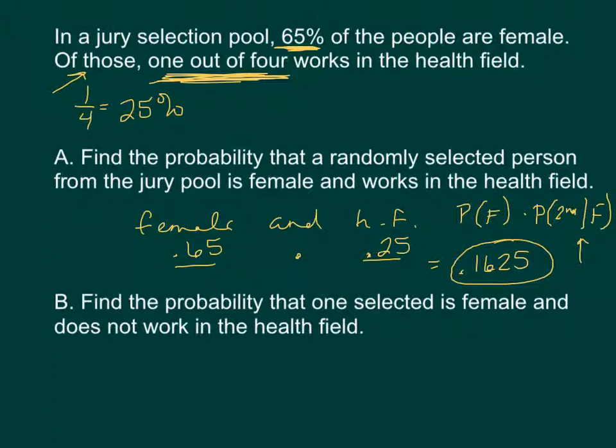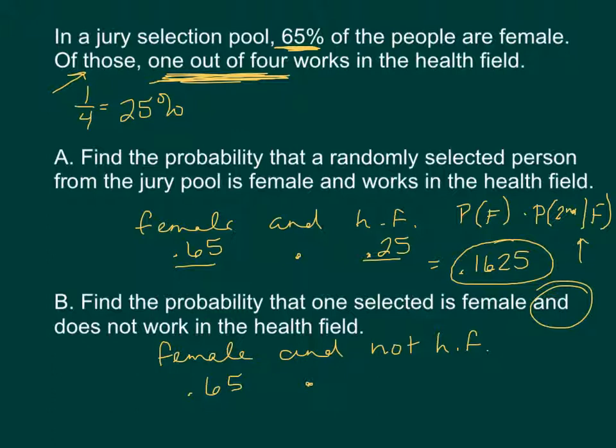Find the probability that someone selected is female and does not work in the health field. So we have an "and" probability, which means I need 2 probabilities that I'm going to multiply together. It's female and not health field. I know the probability of getting a female, that's 0.65. I know when I am in an "and" situation, I multiply. Not being in the health field, that's when I've got to use the rule of complements here.